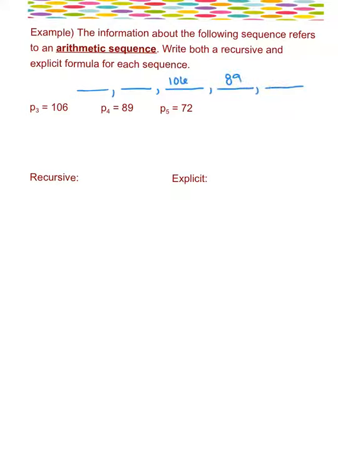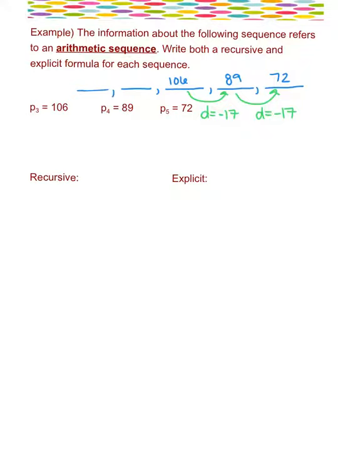So this is what I've got. It's kind of nice that they've given me some consecutive terms, because then I can see that in order for it to get from 106 to 89, I am subtracting, let's see how much, 17. And then to get from 89 to 72, again, I'm subtracting a 17. So that's my common difference.